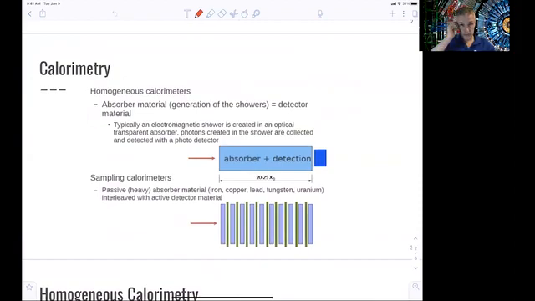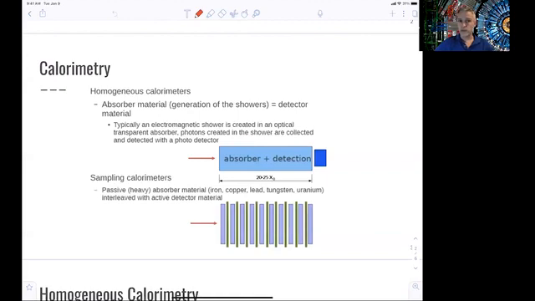Again, conceptually, we can differentiate between homogeneous calorimeters and sampling calorimeters. In the homogeneous calorimeters, basically the entire absorber material is the same as the detector material. An example for this is lead glass, which is often used. So what you do then in the calorimeter is you induce electromagnetic and nuclear showers, and then the energy of the incoming particle is converted into photons. And then what you need is a photodetector, which then measures the number of photons coming out of your detector material. For this to work, the detector needs to be transparent.